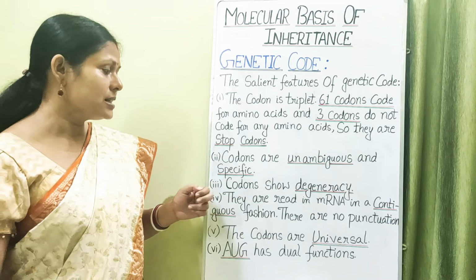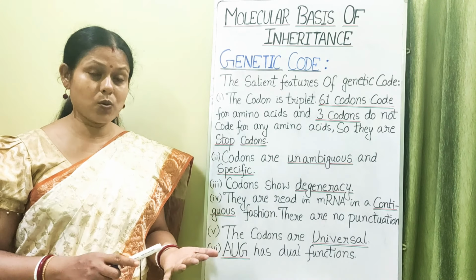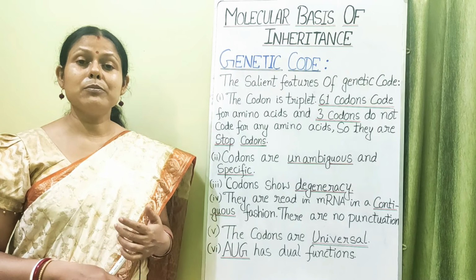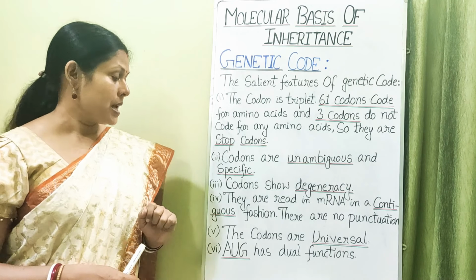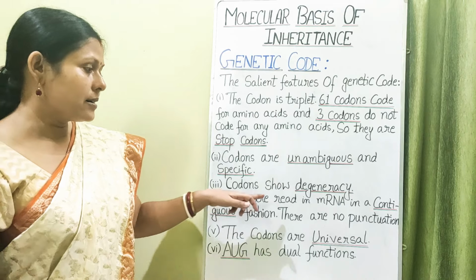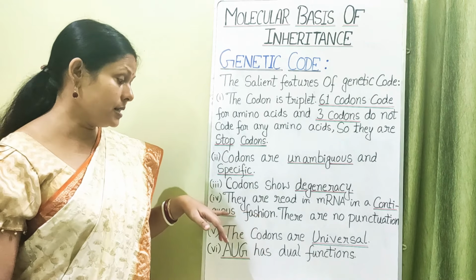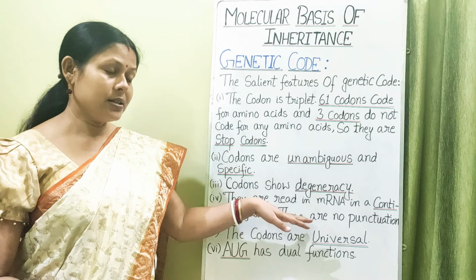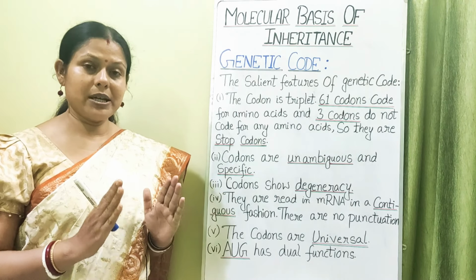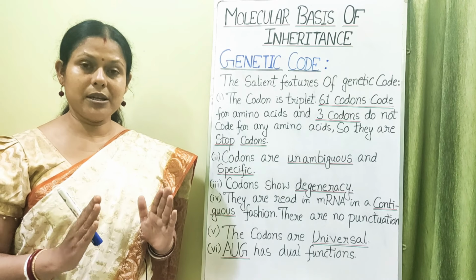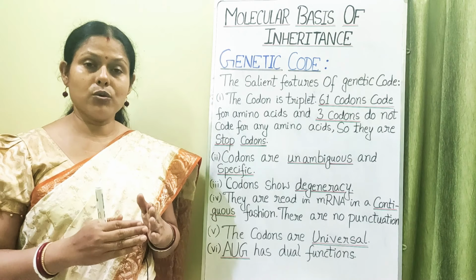And number 3, codons show degeneracy. Degeneracy of codons means that there can be more than one codon for a specific amino acid. Next, number 4, they are read in mRNA in a continuous, contiguous fashion. There is no punctuation. That means there will not be any stopping or pause in between the respective codons.